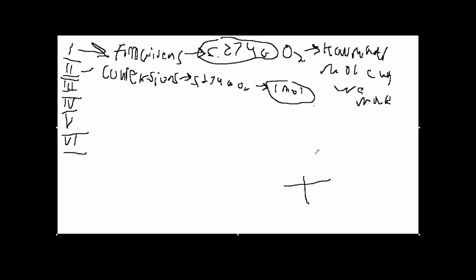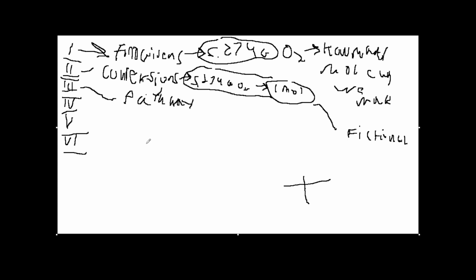Moles are a fictional unit of measurement in science. Well, they're not really fictional, but they are important, and you should take care to sufficiently memorize moles and how they work. So now that we have completed our conversions, we have said that 5.274 grams of oxygen is equivalent to 1 mole of oxygen. And so now we can move on to the third step of the process, which is our pathway.